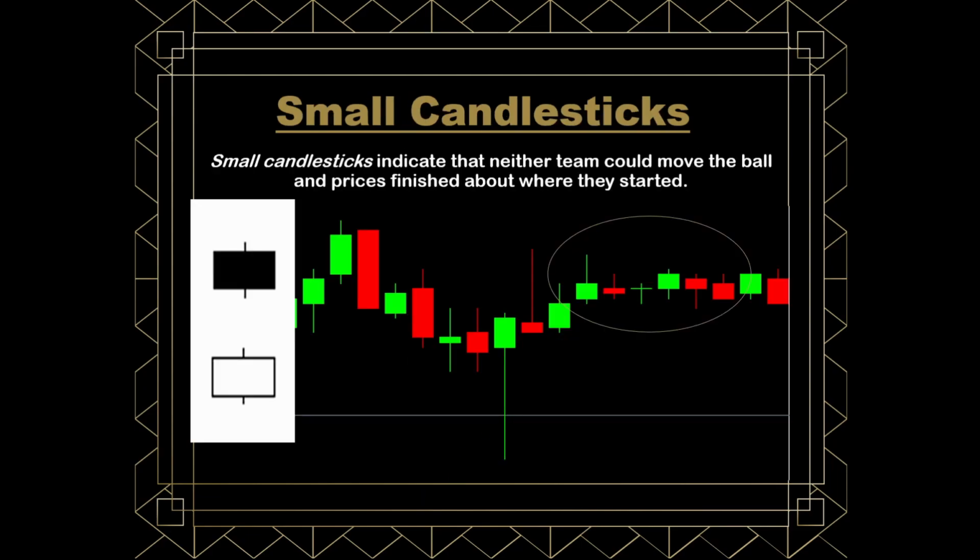Small candlesticks indicate that neither team could move the ball and prices finished about where they started. And I have a picture here trying to compare small candlesticks with larger candlesticks. I have it circled right here, a bunch of very small candlesticks with small bodies. And on the left side of the chart, we have bigger candlesticks. With small candlesticks like this, there's not much range going on. Things are really quiet. The bulls or the bears are not making much noise at all.